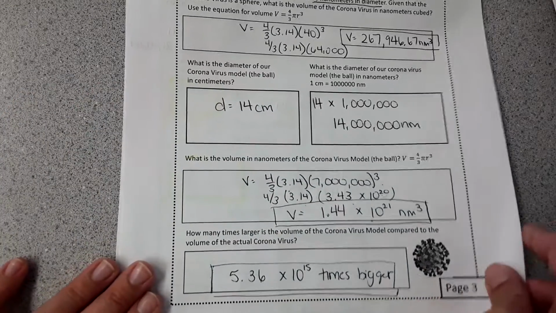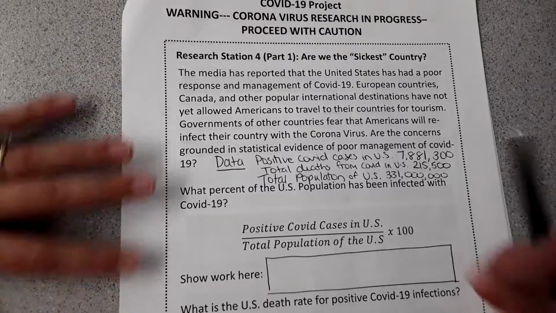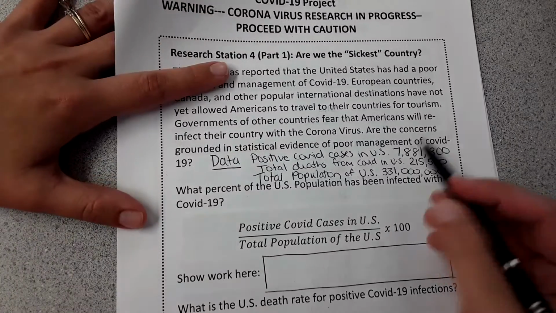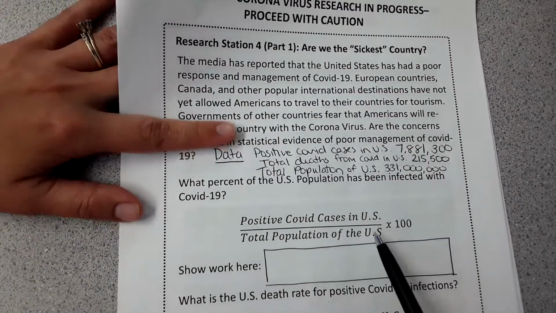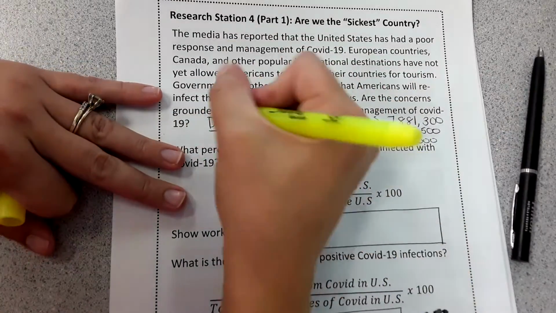Okay, now moving on to station 4. Station 4, we looked at data for the entire population of the U.S. What percent of our population was infected with COVID-19? So I have data here that you can copy down onto your paper.